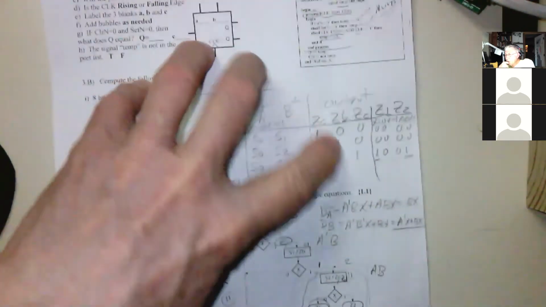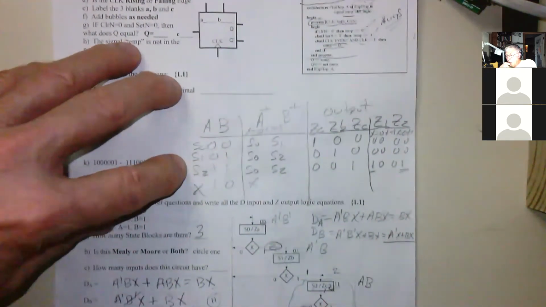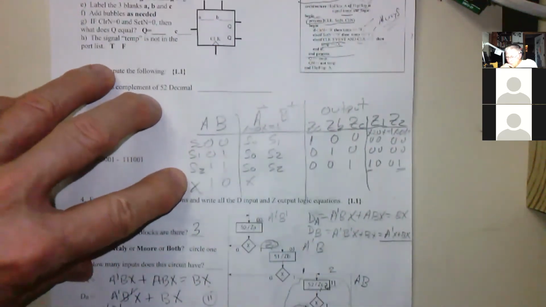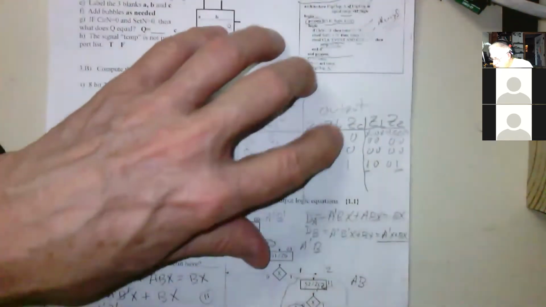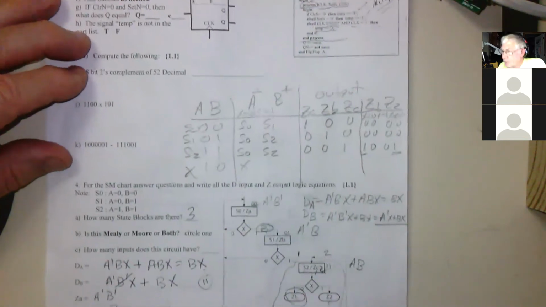And here, these don't depend on X's. If you're in state S0, ZA is one, zero everywhere else. If you're in S1, ZB is one, zero everywhere else. And if you're in state S2, then ZC is one and zero everywhere else. And that's all there is to it.